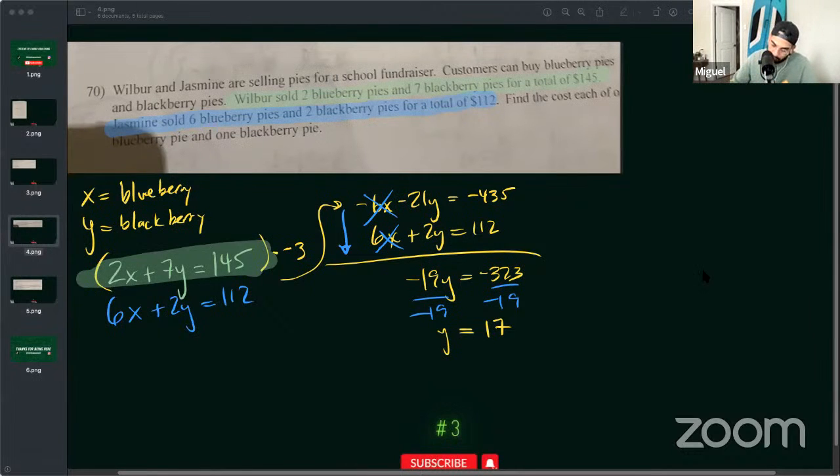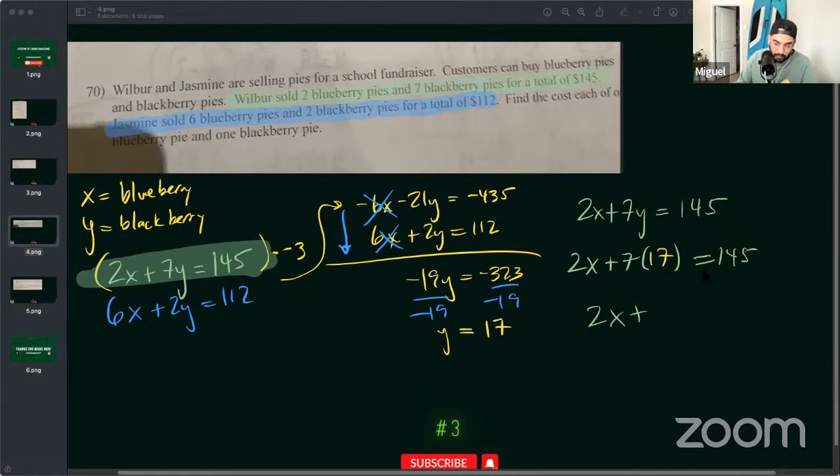Let's plug it into the second equation. The second equation that I had was 2x plus 7y is equal to 145. So now I plug in the y, which is the price of blackberry pies, and that's going to be 17, is equal to 145. So I have 2x plus 119 is equal to 145. And if you're wondering how I'm multiplying these so quickly, 7 times 17, I'm using a calculator. I'm no genius. I'm just using a calculator. It's just what it is.